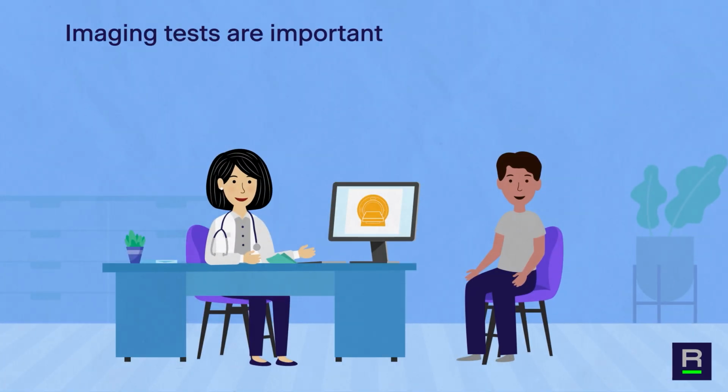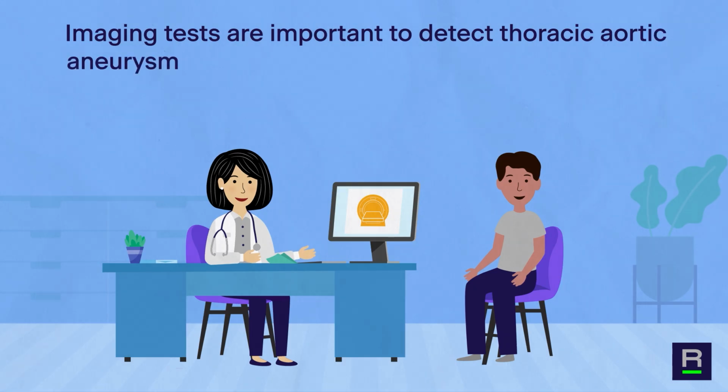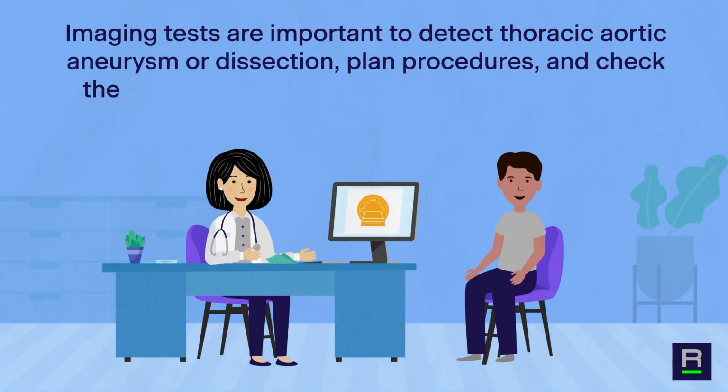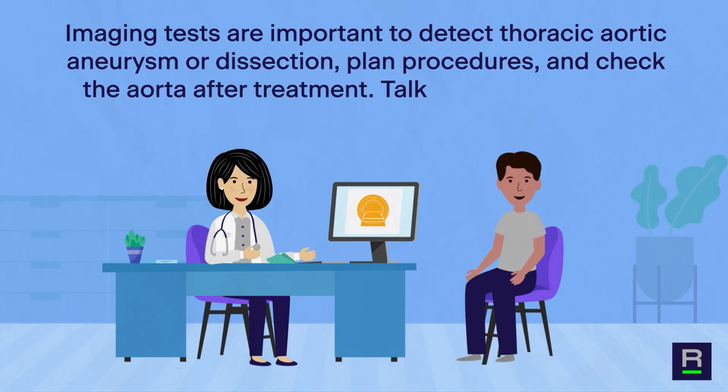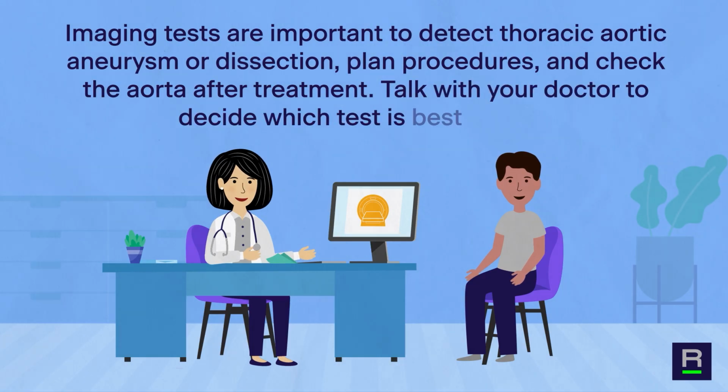Imaging tests are important to detect thoracic aortic aneurysm or dissection, plan procedures, and check the aorta after treatment. Talk with your doctor to decide which test is best for you.